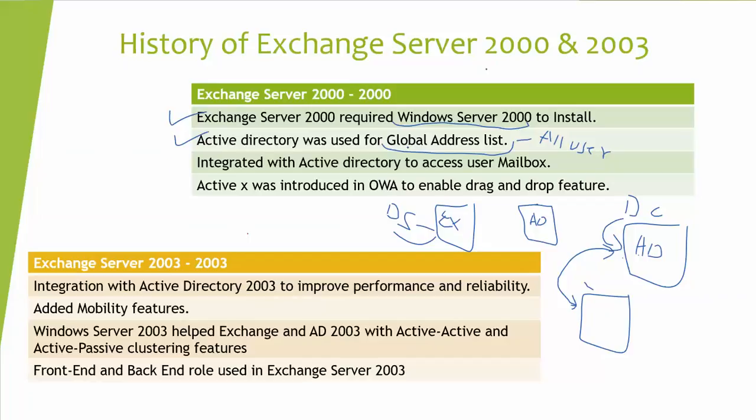As I said, it is integrated with Active Directory to access user mailboxes. And then one of the other great features that was introduced was ActiveX in Outlook Web Access, where, as I explained in our previous video, you were able to access your emails through a web browser from anywhere you want, as long as you have internet and OWA is accessible externally in your organization.